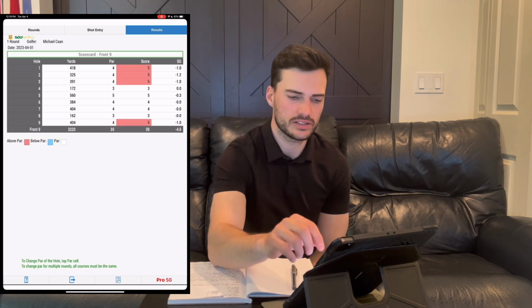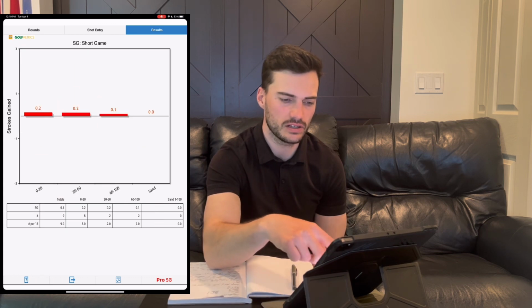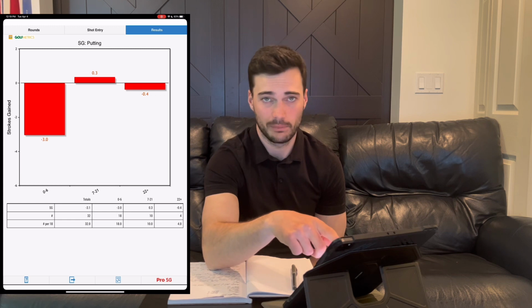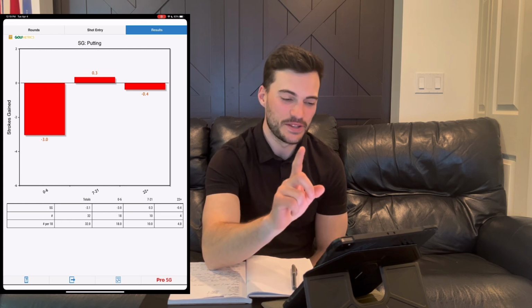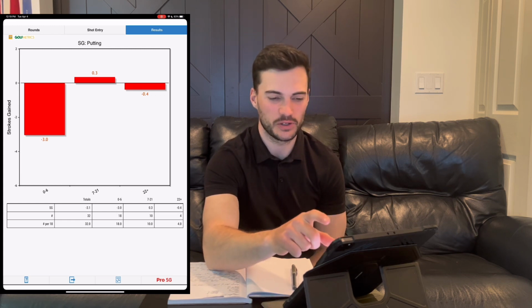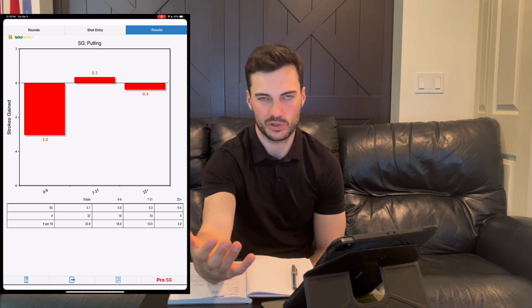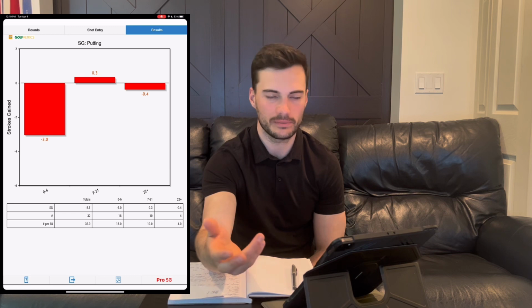Let's take a look at just the last little bit of statistics here. See this, like minus three. Putting is terrible, and that's all short, right? It's very tough to have positives in those just because you're supposed to make all of those. But if I'm hovering around 0 there, I'm fine.